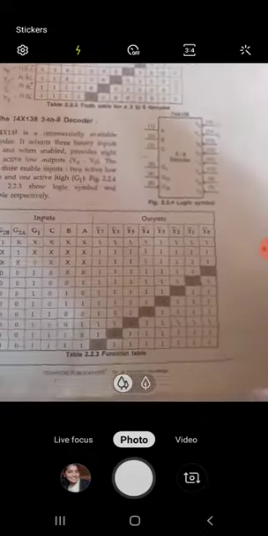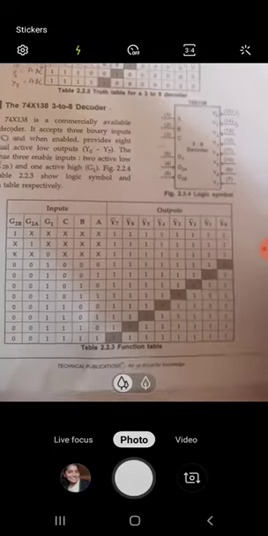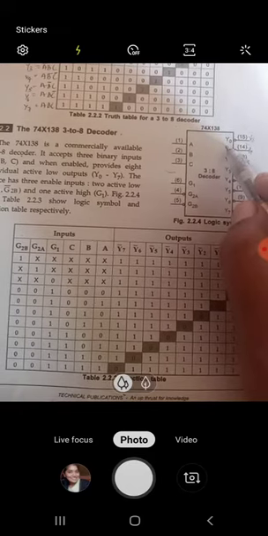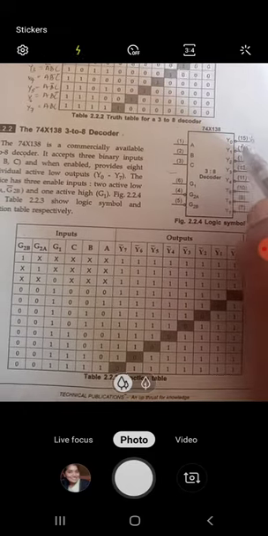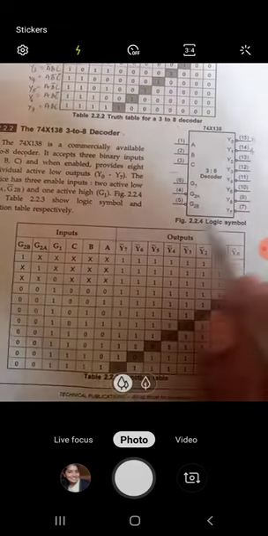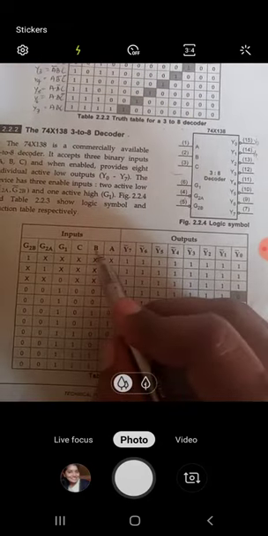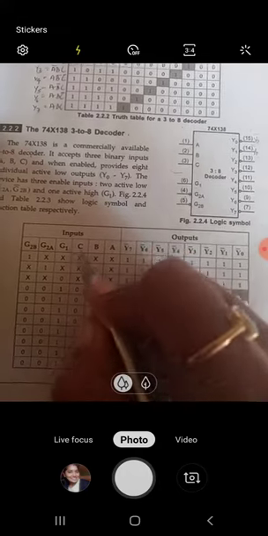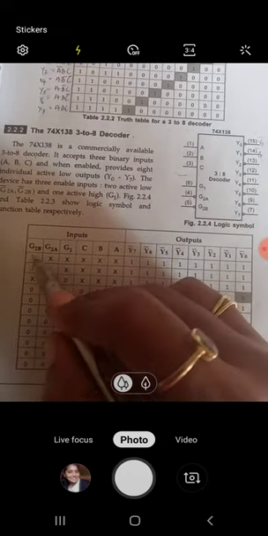And this is the function table, or truth table, of this. See here, as I said before, instead of writing the output as Y0, I am writing it as Y0 bar, Y1 bar, Y2 bar, Y3 bar. A, B, C frame your inputs. What are your select lines? G1, G2A and G2B.